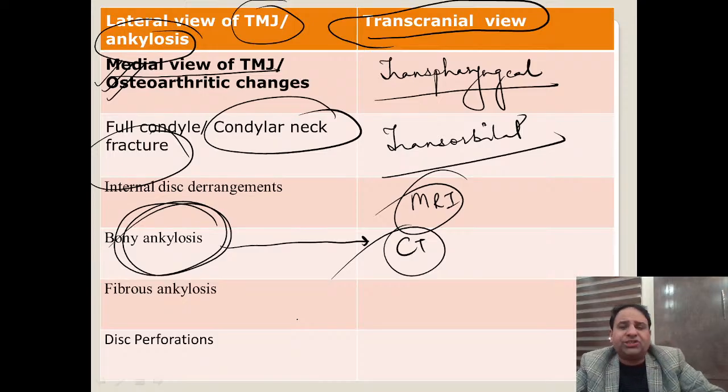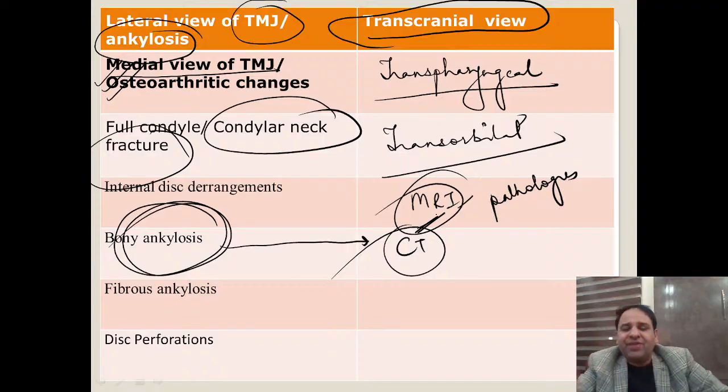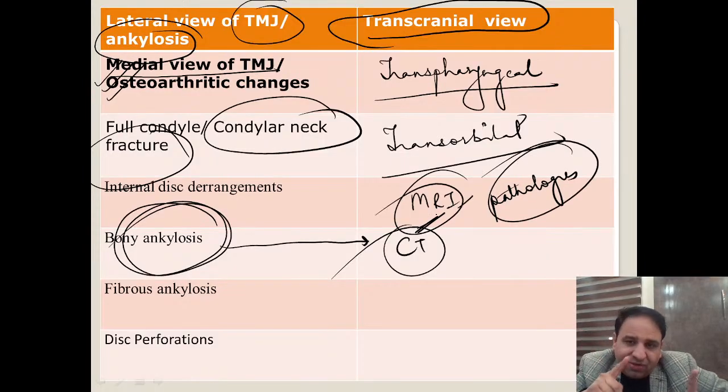Another important question you must have noticed in your previous years' papers regarding MRI: pathologies are best seen in which MRI? We have two types of MRI. Remember, we have T1 weighted images and T2 weighted images. T1 weighted images are fat images, T2 weighted images are water images. T1 weighted images show the normal anatomical structure.